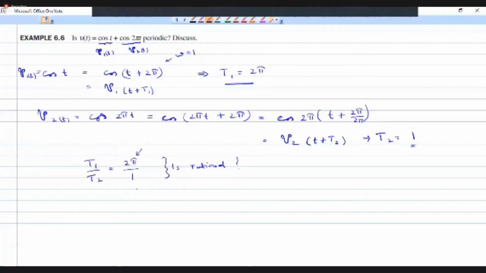So what is your conclusion? The conclusion is v of t is equal to v1 of t plus v2 of t. We are adding two periodic signals, but in this case, we can see that when you add these two periodic signals, v of t is not periodic.